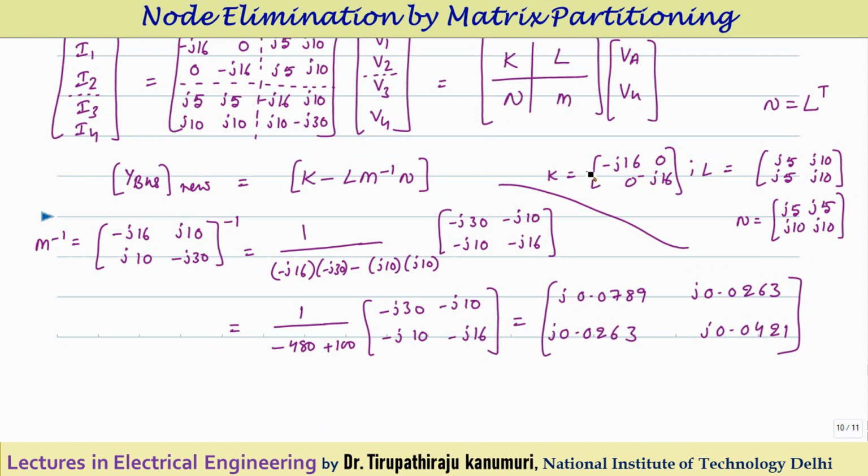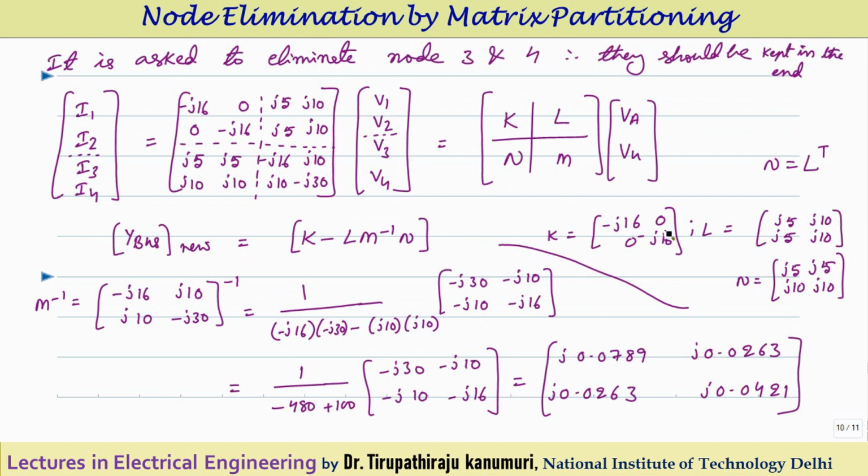We have to calculate this one. So K, from this matrix, is equal to minus J16, 0, 0, minus J16, and the value of L is J5, J10, 5 and 10. This part is N, and this is equal to M. So I have to calculate M inverse. M inverse, for A, B, C, D whole inverse, will be equal to 1 by AD minus BC into D, minus B, minus C, A. So that I have taken.